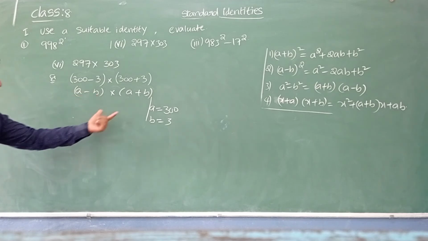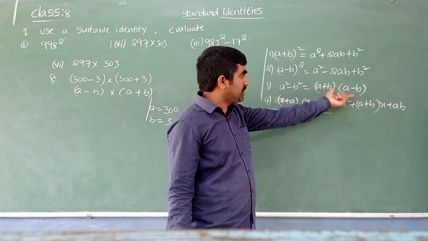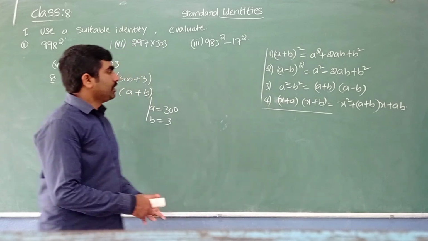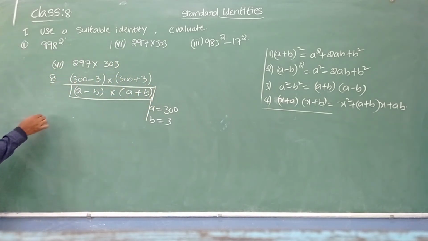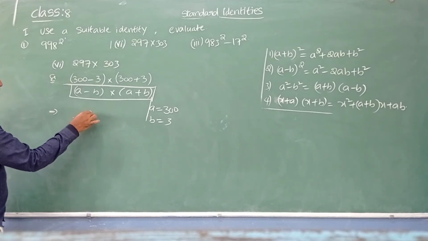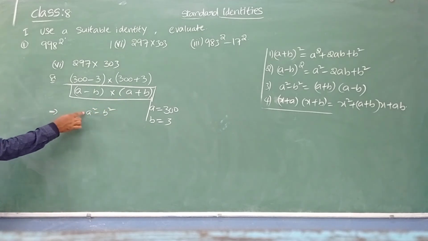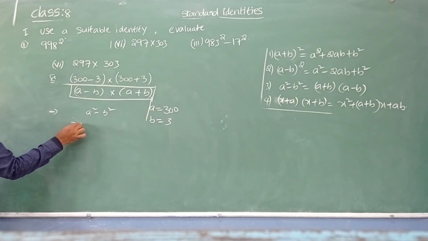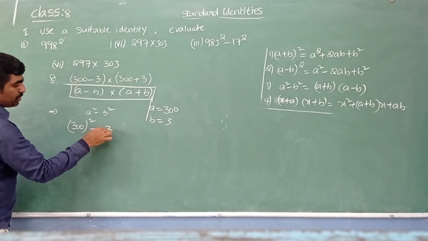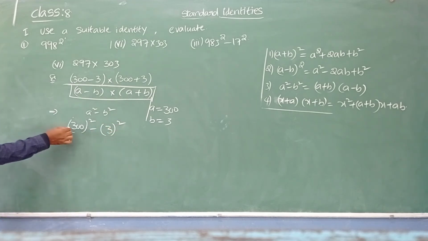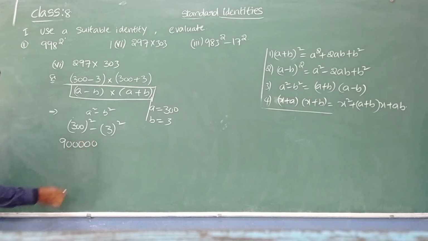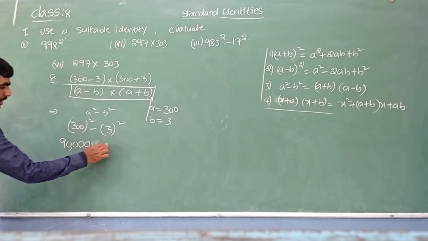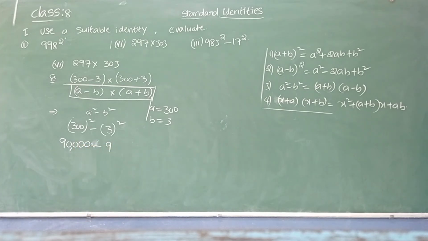So when it is a minus b into a plus b, it is the LHS, and we write the RHS. When it is in the form of a minus b into a plus b, we can write a square minus b square. In the place of a we can write 300 whole square, minus in the place of b we can write 3 square. 300 whole square: 3 threes are 9, 4 zeros, 90,000 minus 9.